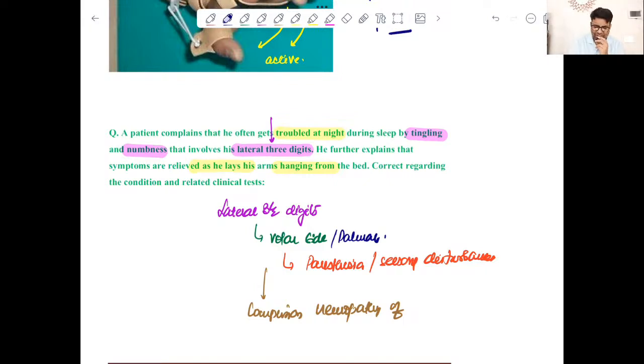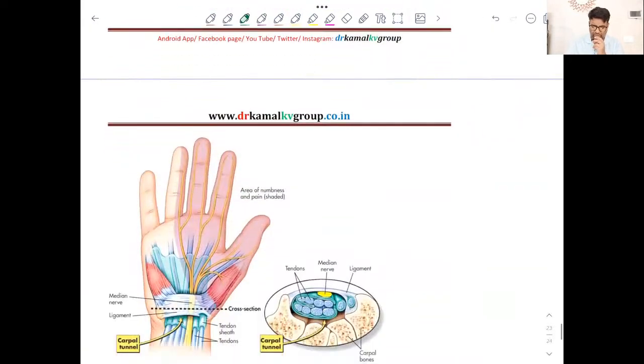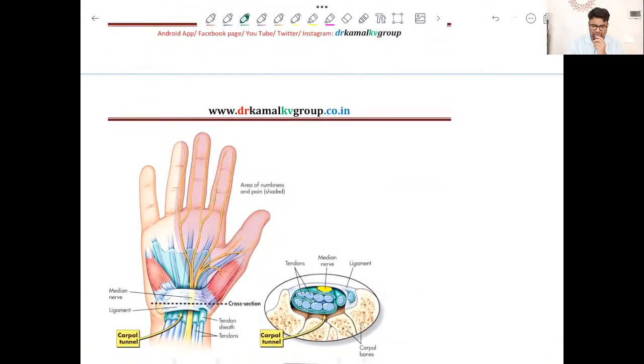Virender, I don't agree with you in this. See, this is median nerve, and this is a classical case of carpal tunnel syndrome, right? So this is carpal tunnel syndrome. See, 3.5 lateral is median, 1.5 medial is ulnar, right? So okay, this image will help you in remembering the concept.